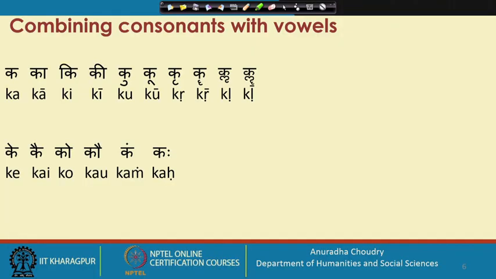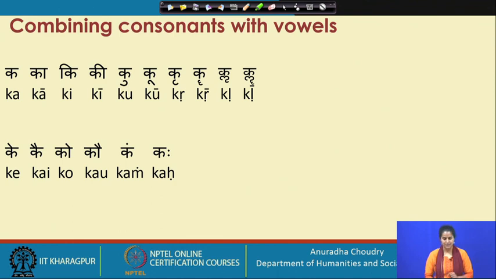Fine. Now, like I've said, we also find that the consonants combine with the different vowels. So here I've given you a combination of the k with the different vowels, which are k, ka, ki, ku, kr, klr, ke, kai, ko, kau, kam, kah. So you can practice this at your own pace and become familiar with these different sounds.